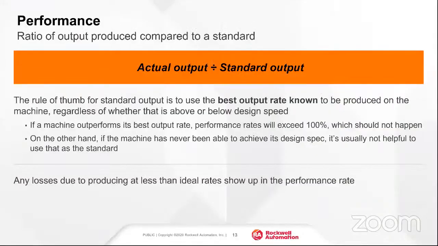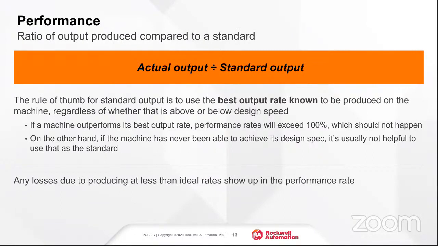The second parameter in OEE is performance, right? A ratio of output produced compared to the standard. So actual output versus standard output. Now, the rule of thumb here is the standard output to use is the best output rate known to be produced on that machine, regardless whether that is above or below the design speed. So you should always consider the standard output as the best output rate that can be produced through that machine.